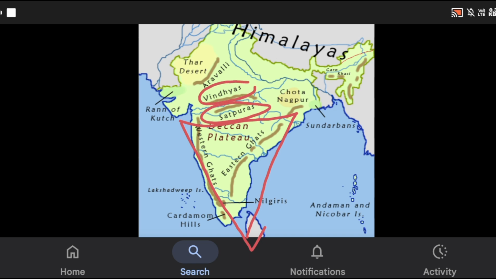And when it comes to Marwar Plateau, you can find here Aravalli mountain ranges. When it comes to Chota Nagapur, you can find out here also there are some mountain ranges. And when it comes to Shillong Plateau, you can find Garo and Khasi hills or mountain ranges. And in the Western Ghats also you can find Cardamom hills. So these are some important mountain ranges you can find in various plateaus.